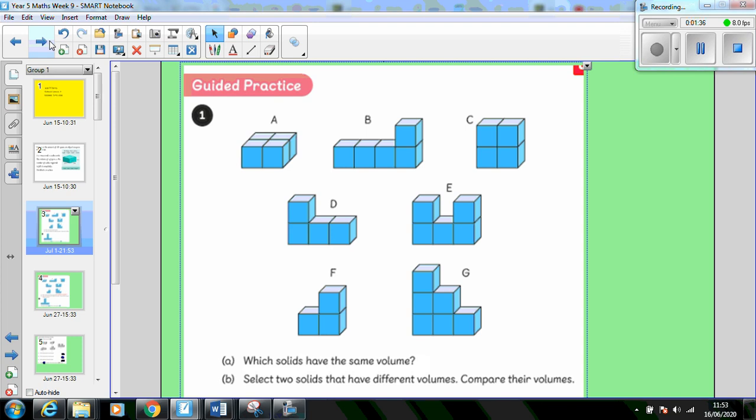With these questions you can actually work out the volumes just by counting the cubes. So which of these solids have the same volume, and there's more than one answer for that, so have a go at seeing if you can spot that, and then select 2 of the solids that have different volumes and compare these. Again, it would be good to do lots of different possibilities for that question.